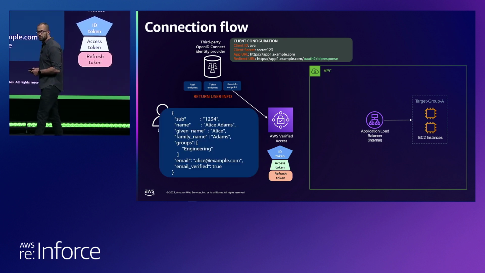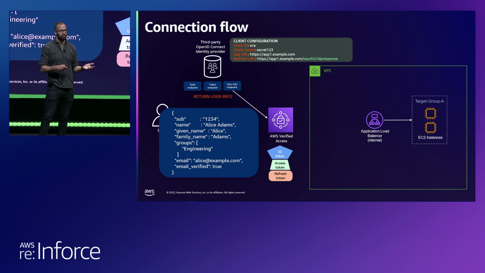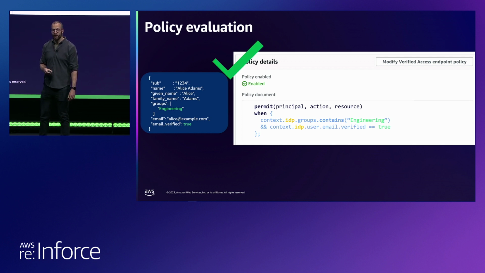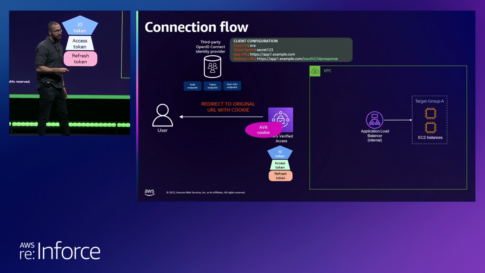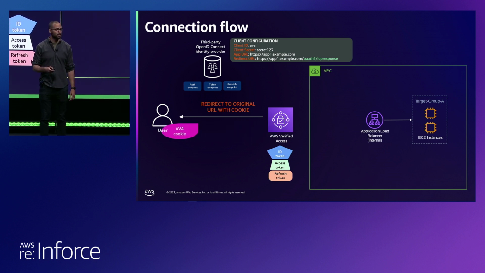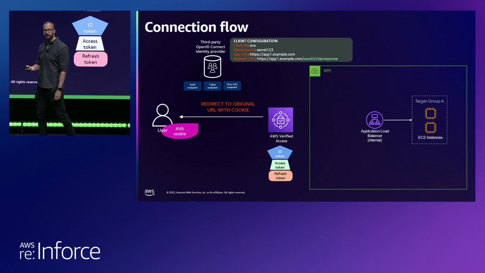Again, when you get the user information back, it's still Alice connecting. She's still part of the engineering group. She has a verified email. So we can now cross-check the information we got from the user info endpoint against the policy we've defined, and everything is matching. So in this scenario, Alice is going to be allowed to connect to our backend application. What AVA will do next is create a cookie, send that cookie back to the user, back to Alice, and tell Alice to connect back to the application again, but this time provide that cookie with her.